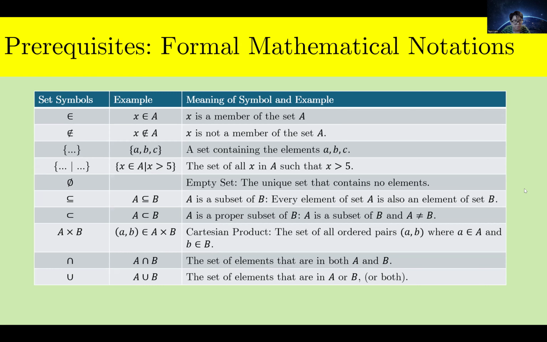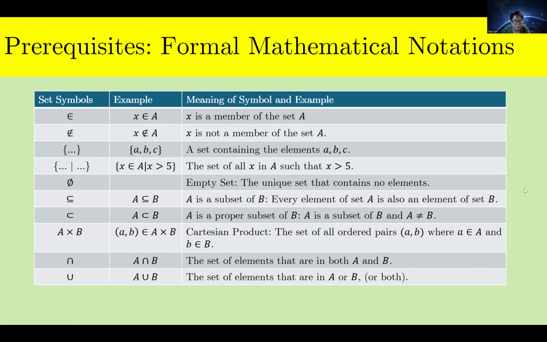The next one is the subset notation, which means A is a subset of B. It means that every element of set A is also an element of set B, okay? For example, R is the set of all real numbers, so it's B. If you set the set to, for example, {1}, then {1} is a subset of R, okay?